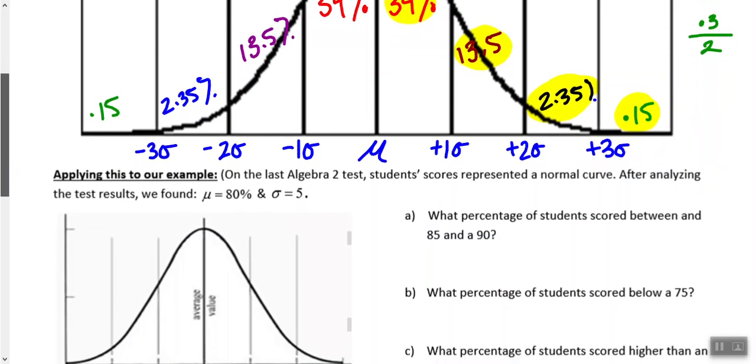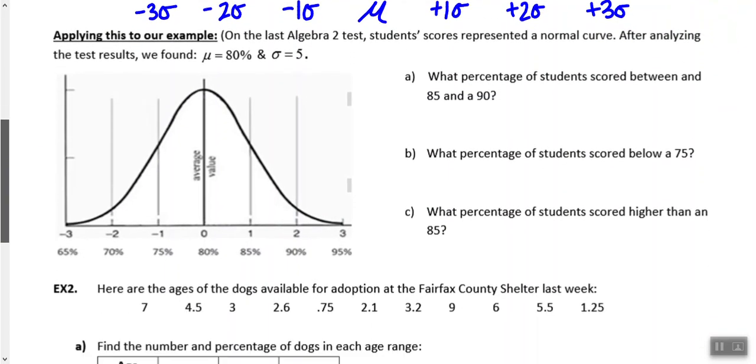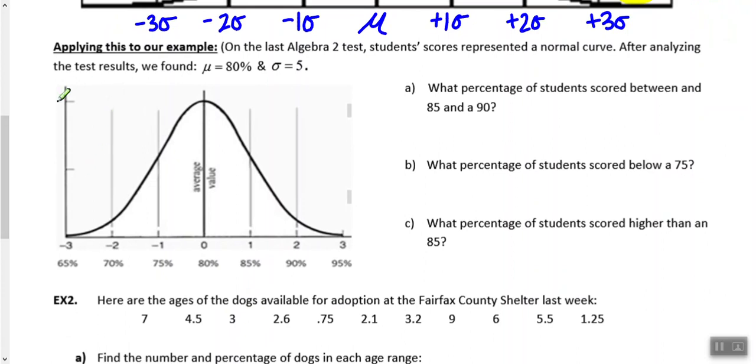So now let's go back to an example using what we just broke down. If we're still talking about our Algebra 2 test with our mean of 80 and our standard deviation of 5, we have the graph labeled for you with your mean in the middle, and then we are adding standard deviations and subtracting standard deviations. So question A asks, what percentage of students scored between an 85 and 90?